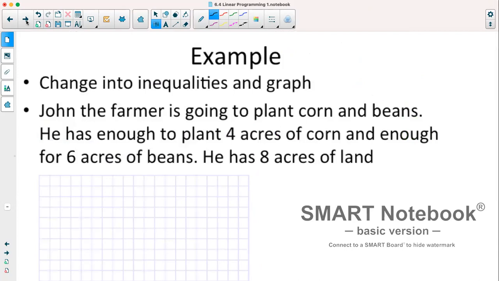Next example, on a change in inequalities graph, John the farmer is going to plant corn and beans. He has enough to plant 4 acres of corn and enough for 6 acres of beans. He has 8 acres of land total.